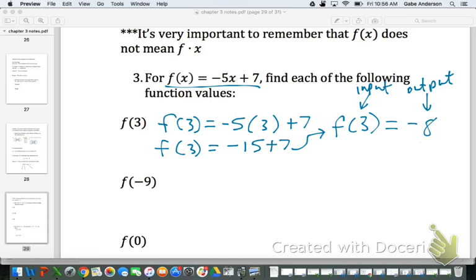Braden, question. If on the test you put just f equals negative 8, that'd be wrong, right? Yeah, because it's f(3), f is not equal to that. f(3) is. All right, let's see if you guys can handle the other two. f(-9) and f(0).